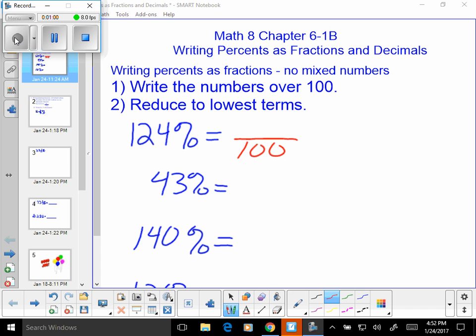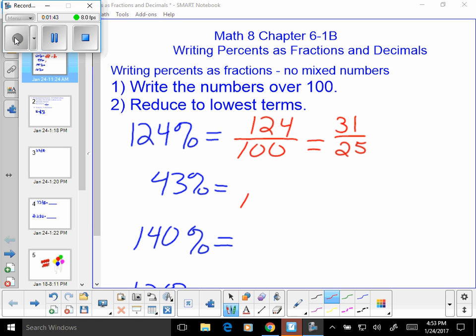Now, by writing that 100, I no longer need the percent sign, so I'm going to write the 124. Notice I don't take the percent sign with me when I write it over 100. That over 100 means percent. But I need to reduce it to lowest terms, just like any fraction has to be reduced to lowest terms. I can divide both my numerator and denominator by 4, and I will have 31 over 25. And in this lesson, they're going to allow you to keep it as 31 over 25. You can have the improper fraction.